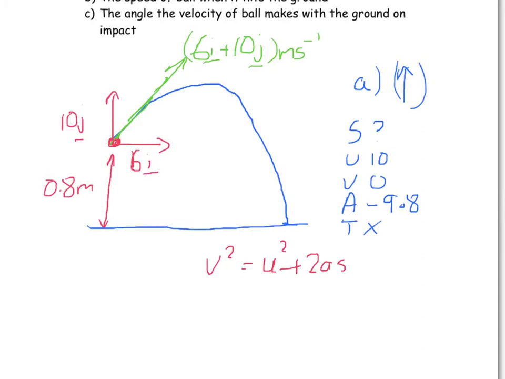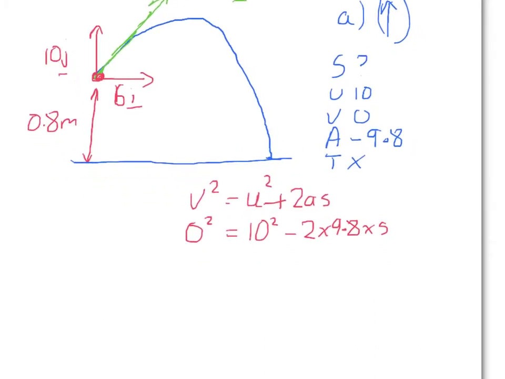So if we substitute in our values, 0 squared equals 10 squared minus 2 times 9.8 times s. The minus is from the minus 9.8. And if we sort this out, we end up with 19.6 s equals 100. So we've done 10 squared, and then we've done 2 times 9.8 times s and brought it over to the other side of the equation. So s is equal to 5.1 metres.